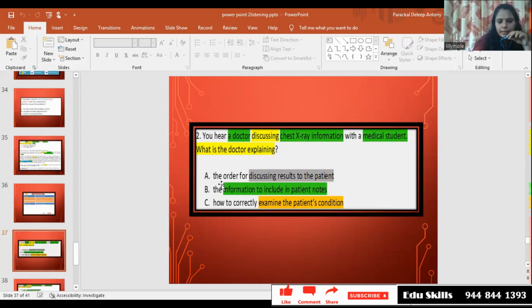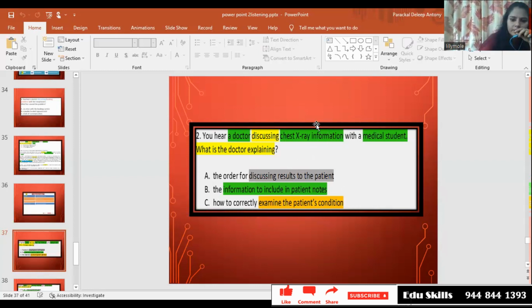The options are: option A, the order for discussing results to the patient; option B, the information to include in patient notes; option C, how to correctly examine the patient's condition. So through this X-ray information, what is he explaining: the order for patient results, the information to include in the patient note, or how to correctly examine the patient's condition.